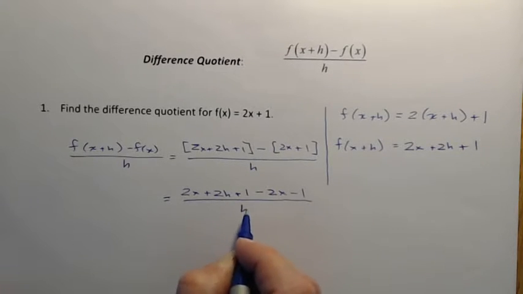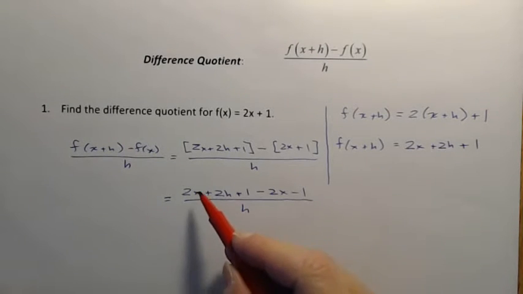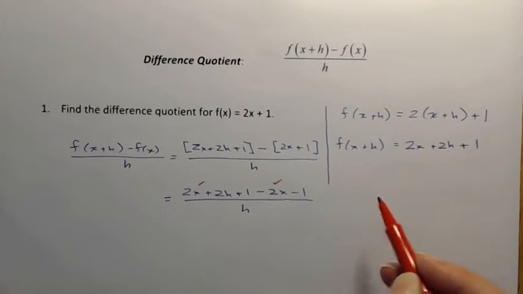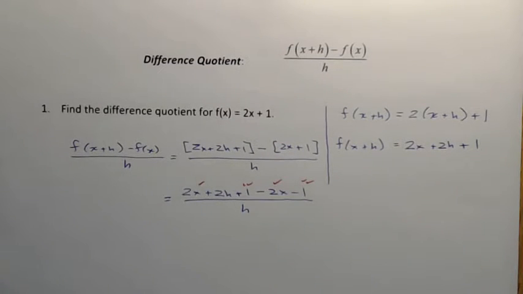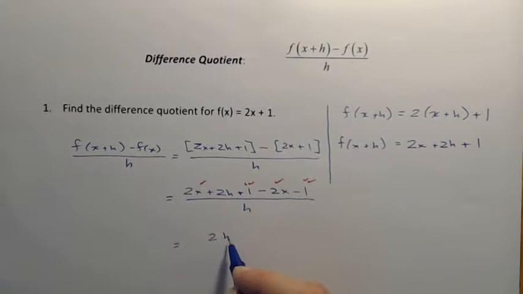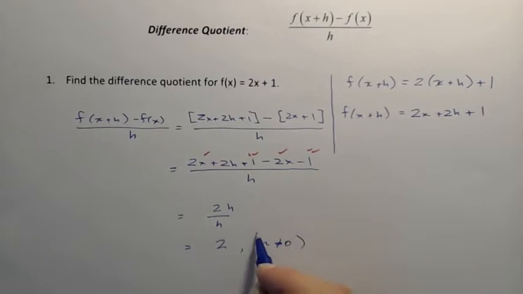Typically there will be a little bit to reduce on top, so we have a positive 2x and a negative 2x. We have a plus 1 and a minus 1. So that will leave us just with one term on top, 2h over h. And then finally we can cancel the h's, and we'll have 2. Now again, this is normally where you write h cannot be 0.